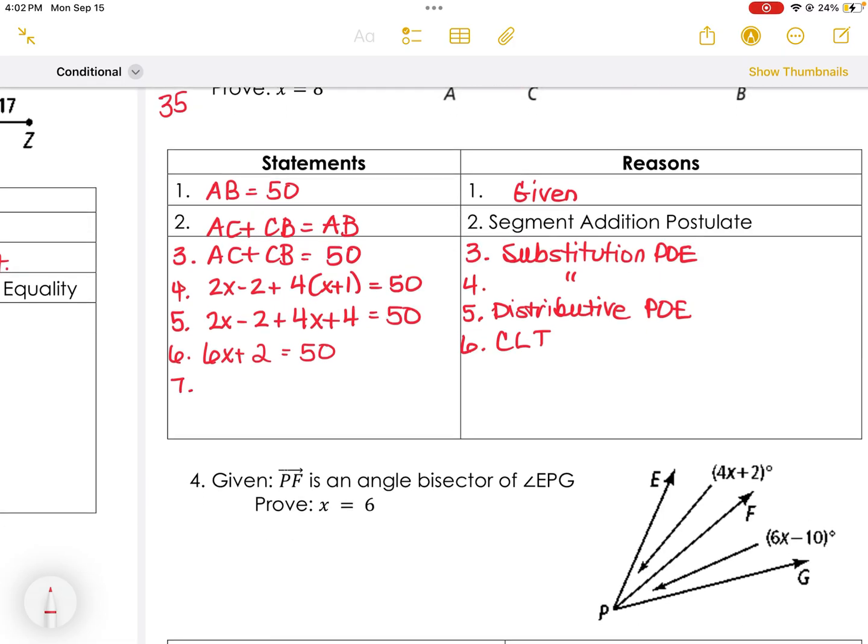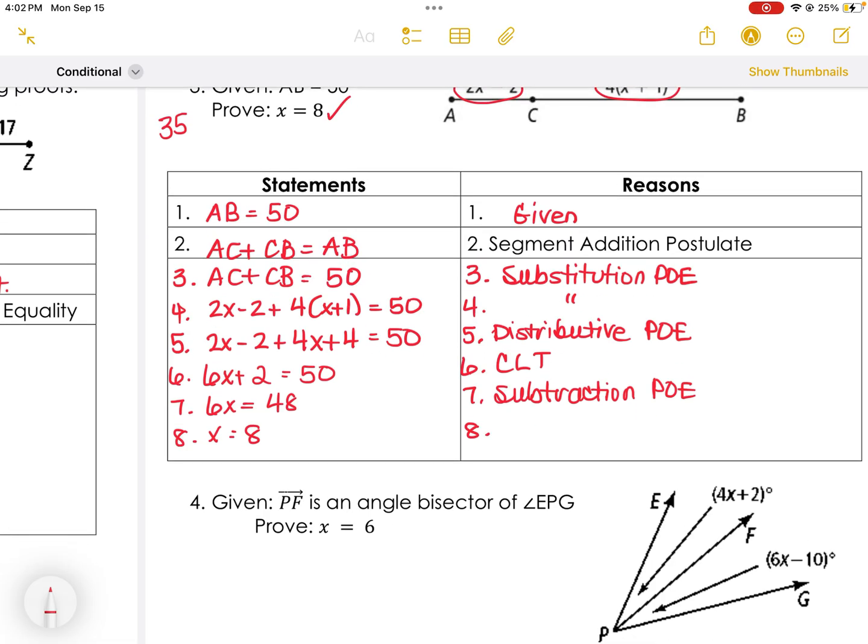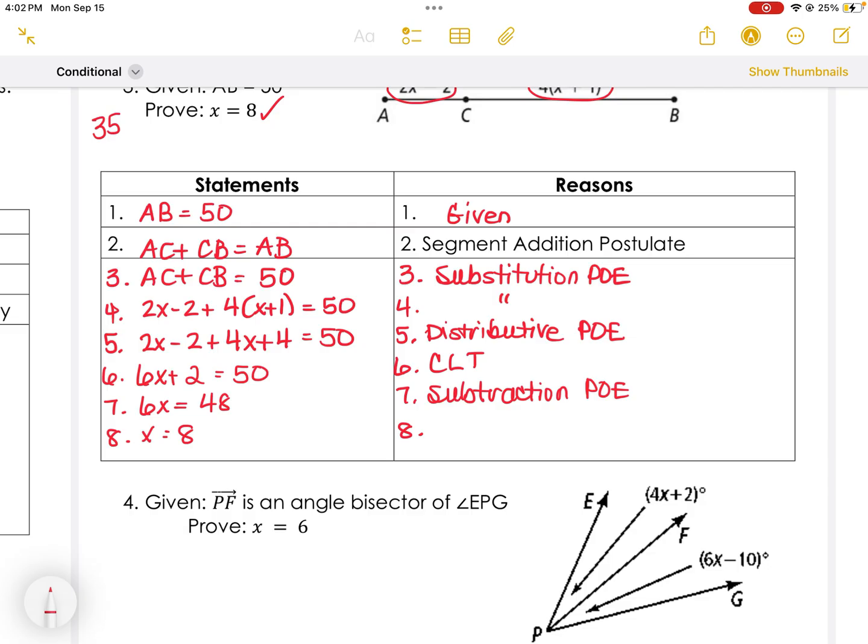Then I'm going to subtract 2 from both sides, subtraction property. And then lastly, I'm going to divide both sides by 6. So x equals 8, and that's where I'm going to stop. It doesn't want me to plug anything back in. That was the division property.